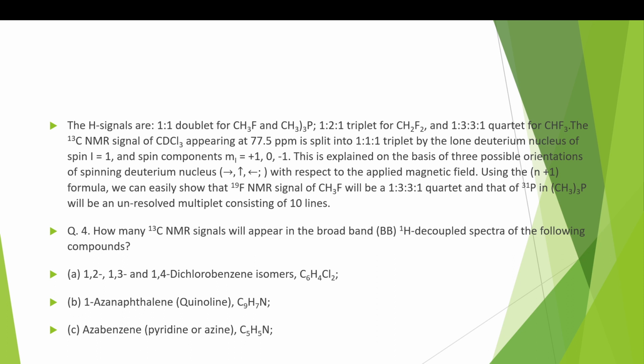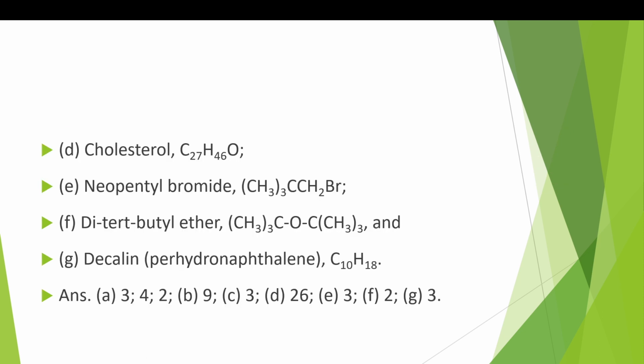How many carbon-13 NMR signals will appear in the broadband H1 decoupled spectra of the following compounds: isomeric dichlorobenzenes, toluene, pyridine, cholesterol, neopentyl bromide, diethoxybutane and decalin. The answers are given. These examples are very simple, and for practice purposes they are very important. Once you practice simple examples in quite good number, you will be able to remember the formula, remember the concept, and do a lot of complicated problems.